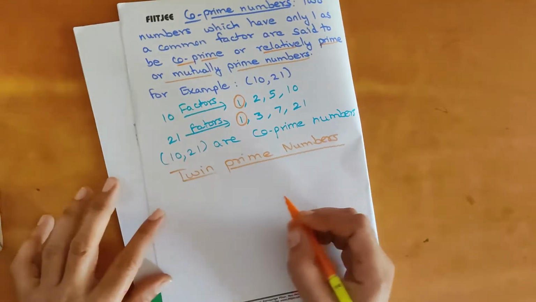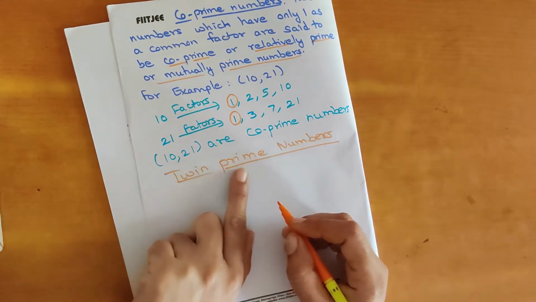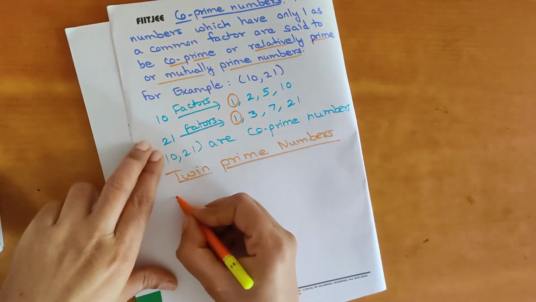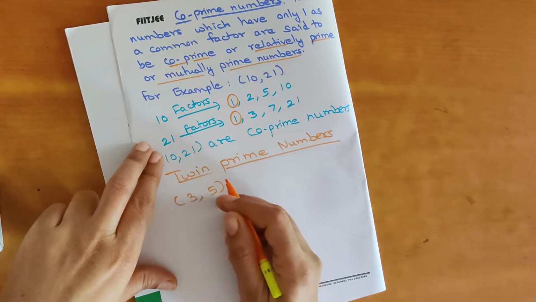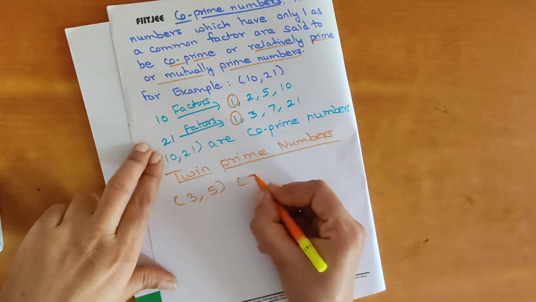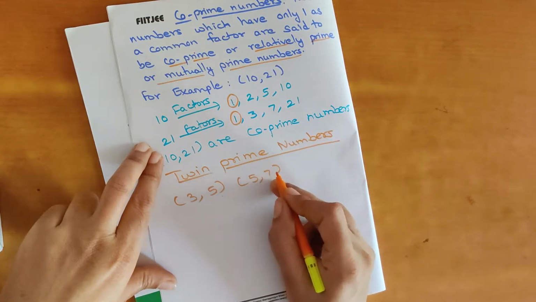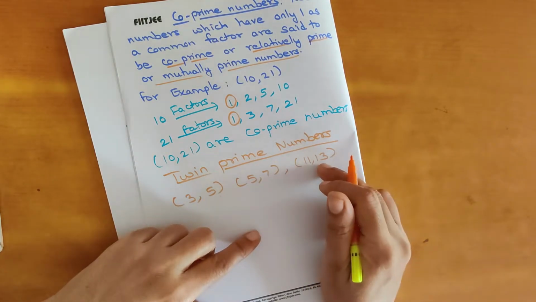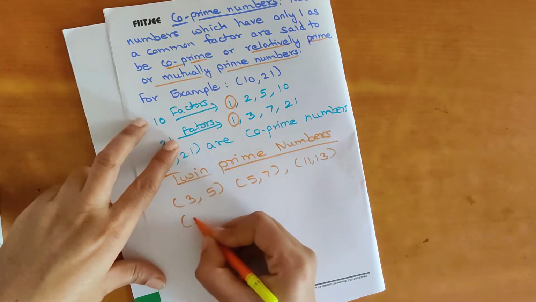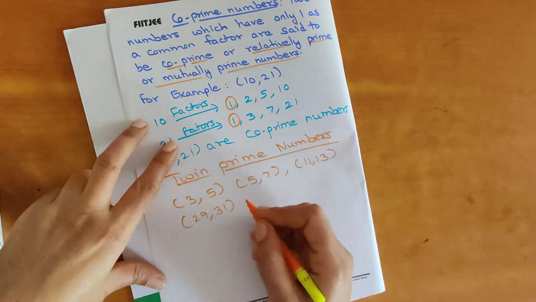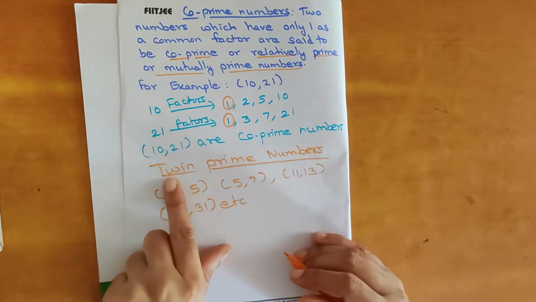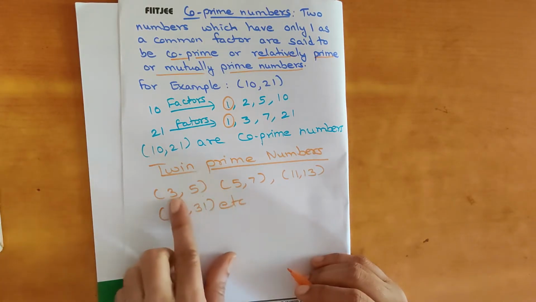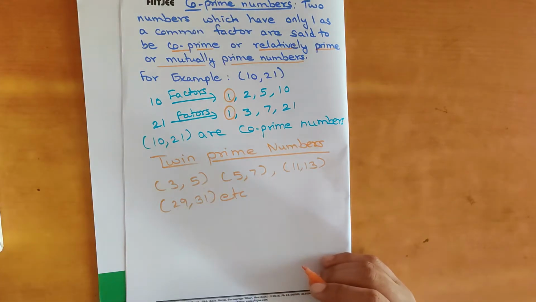Twin prime numbers means, with the definition itself, it says the pair of prime numbers whose difference is 2. For example, if I am taking 3, 5, the difference is 5 minus 3, which is 2. If I am taking 5, 7, the difference between them is 2. 11, 13, again the difference is 2. If I am taking 29, 31, again the difference is 2. So from here itself we can say the pair of prime numbers whose difference is 2 are said to be twin prime numbers.